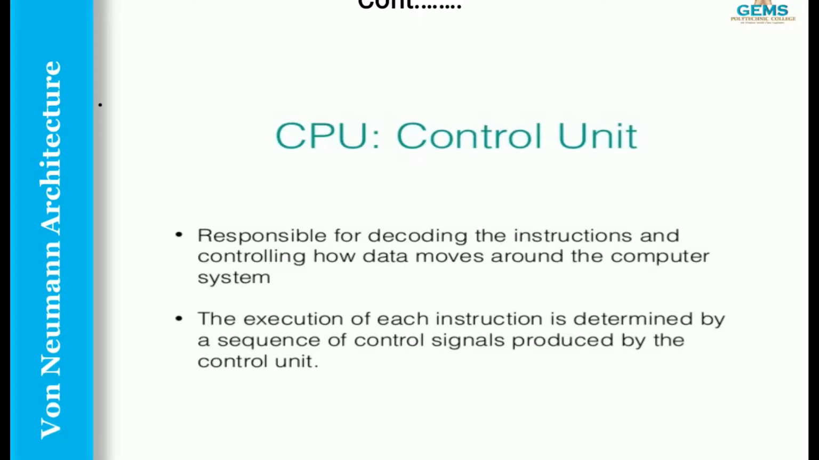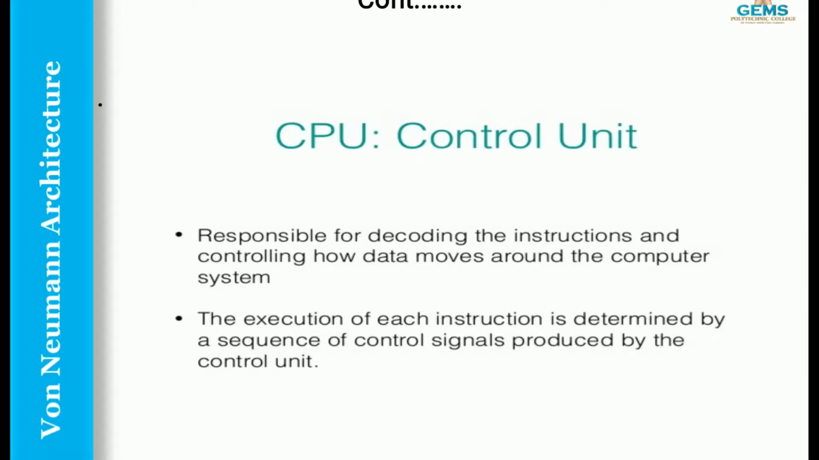Now in the CPU, I am going to talk about only the control unit. The control unit is one part of a CPU. The responsibility of the control unit is decoding the instructions and controlling how data moves around the computer system. So it controls the data, and at the same time it decodes the instructions. This part is done by the control unit.